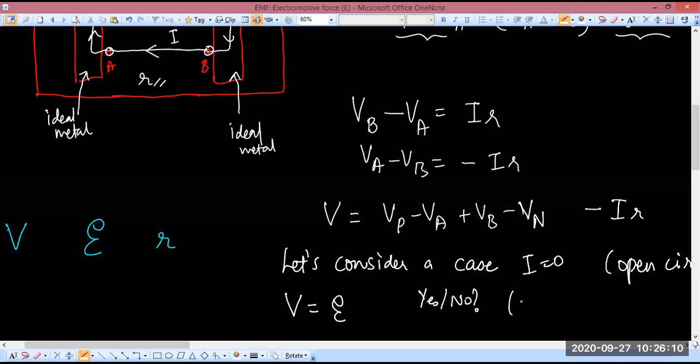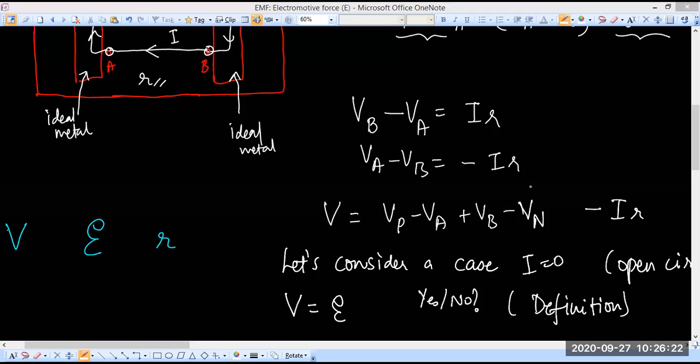I need definition. By the way, look at the definition. This is its definition, right? When current is not flowing, the potential difference between terminals is called EMF.